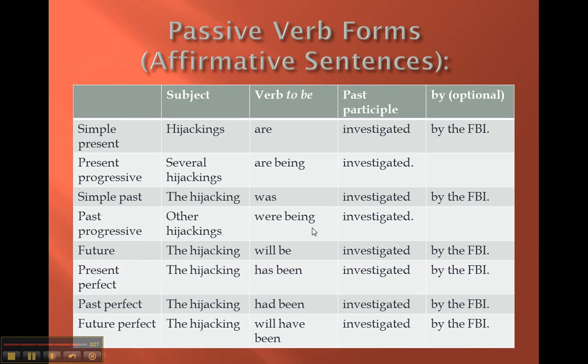Okay, in the future, I can say the hijacking will be investigated by the FBI. Or the present perfect, the hijacking has been investigated by the FBI. Or the past perfect, the hijacking had been investigated by the FBI. Future perfect, the hijacking will have been investigated by the FBI.